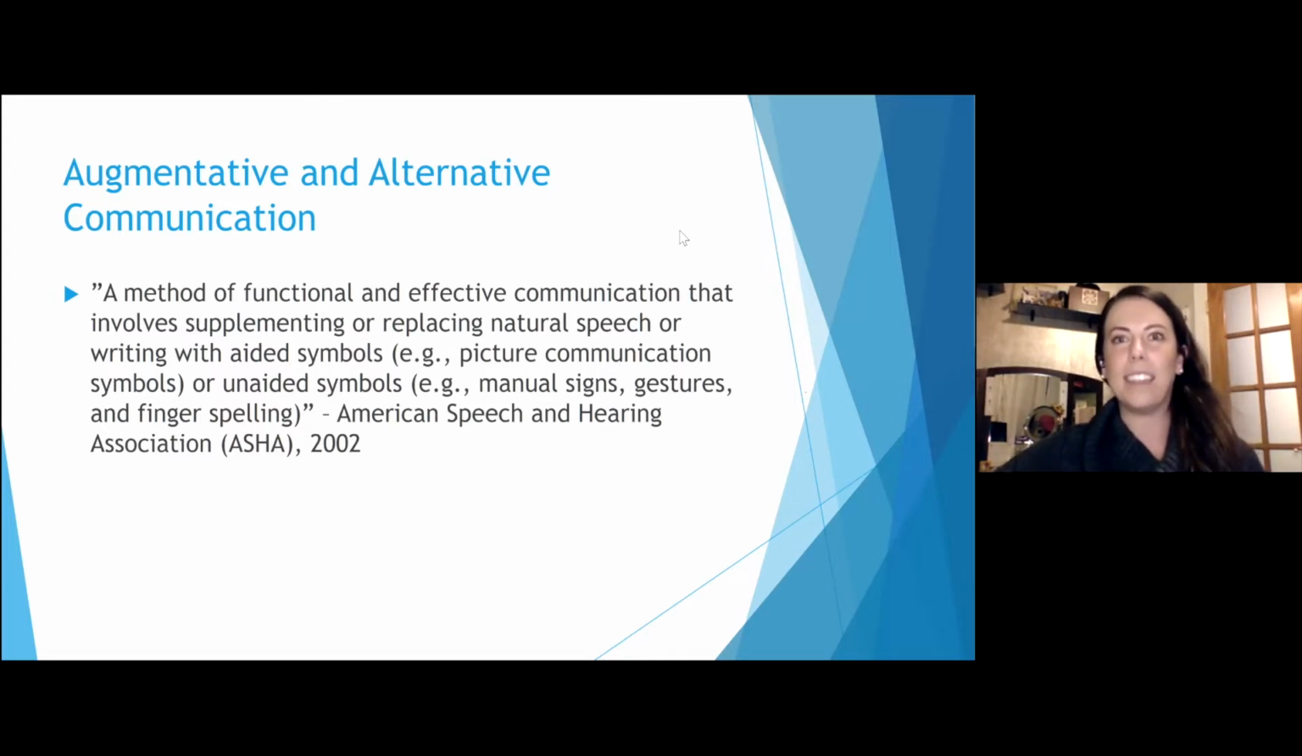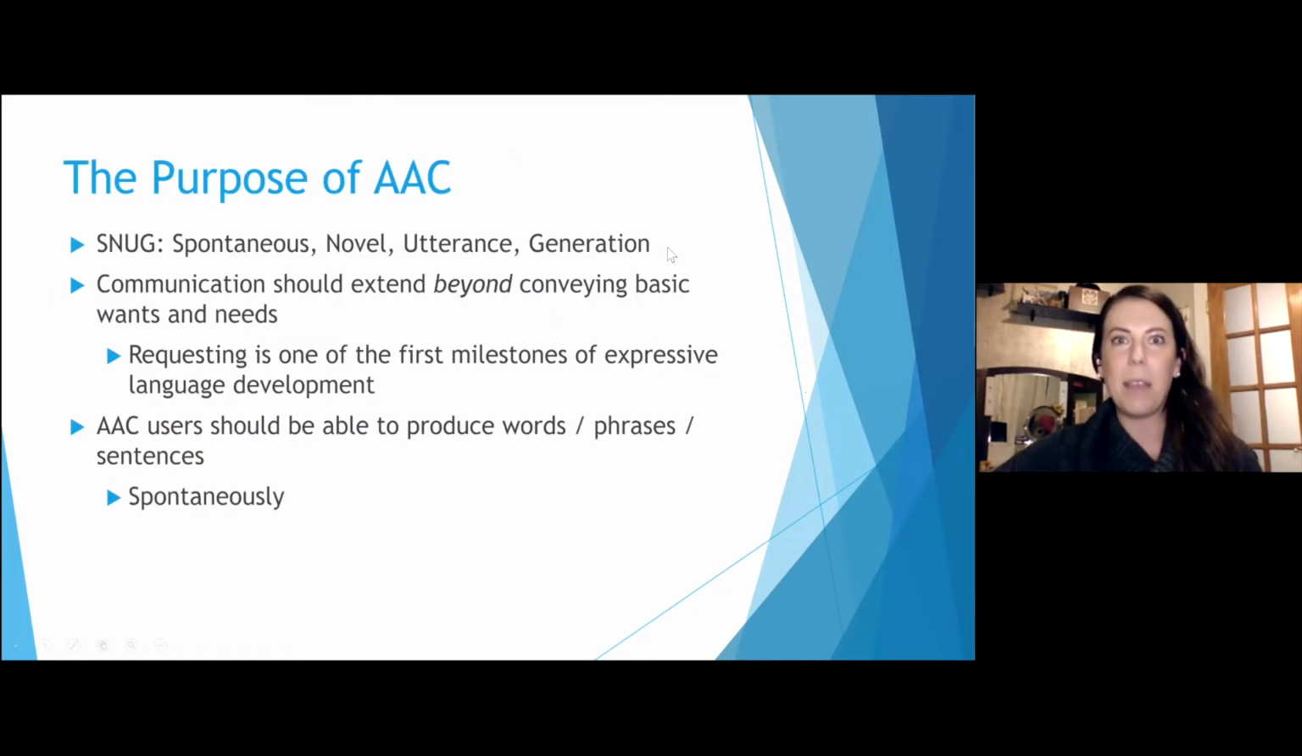There are many different reasons for why we use AAC, but the main purpose for why we're using it and for why we're using the different types is so that our children, our fellow peers, anybody is able to communicate effectively and to express their wants and needs in a spontaneous fashion, in a novel fashion, with an utterance, and they're able to generate that and put their message out there.